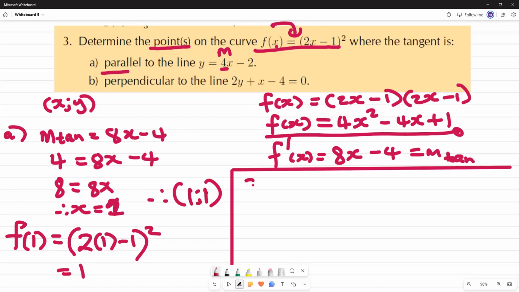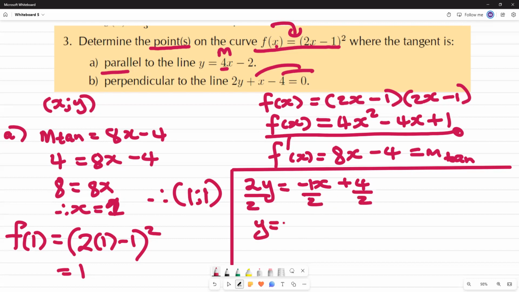Okay, so I have 2y equals minus x plus 4. I'm sure you can see that I moved this to that side. And then I divide, remember here there's a 1, so I divide both sides by 2. So I have y equals minus 1 over 2 x plus 2.